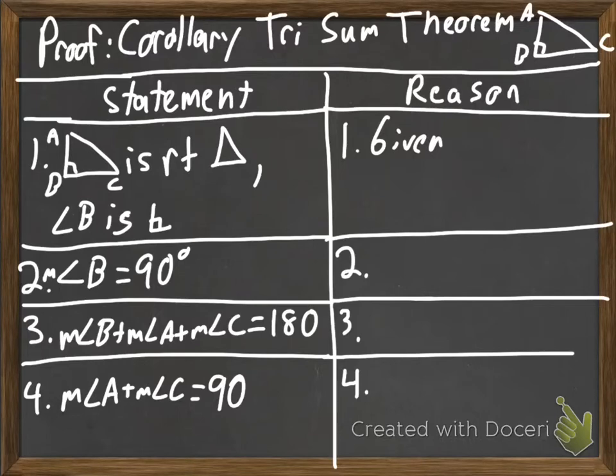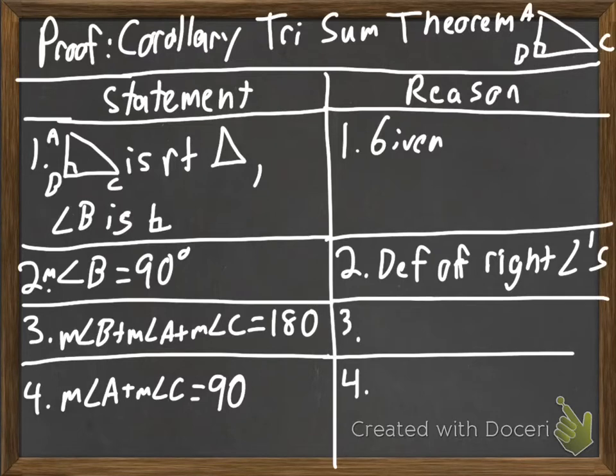Step 2 says that the measure of angle B equals 90 degrees. Now, nowhere in our picture does it specifically state that this equals 90. But we do know that angle B is a right angle, and we know that all right angles equal 90 degrees, and we know that because of the definition of right angles. So we can state that here. And I don't mind if you use abbreviations in your proofs. So we know that the measure of angle B equals 90 by the definition of right angles.